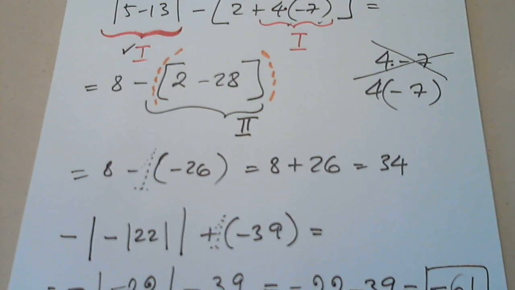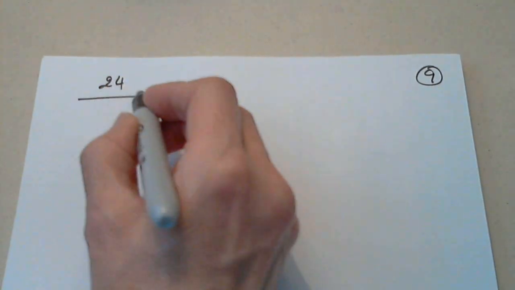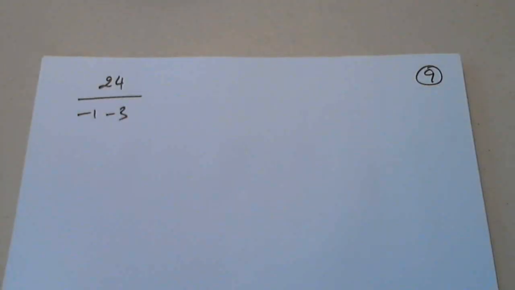Okay, this is pretty much similar. Yes. This is crucial. This is a very important, very simple, but very important type of problem. So let's talk about this. So, which page am I on? I'm on 9. Okay, so 24 divided by negative 1 minus 3.